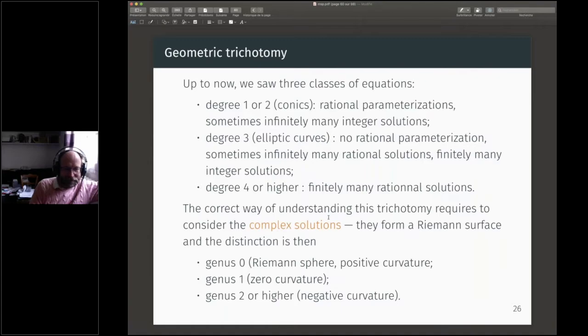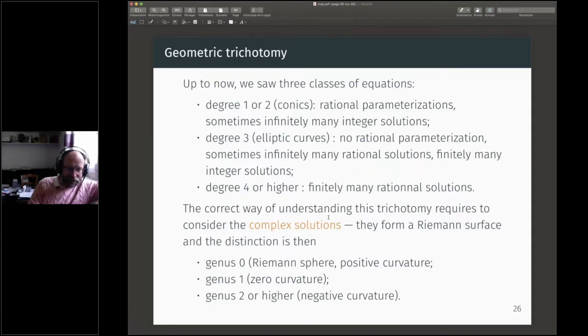The correct way of understanding this is really to put geometry and to consider complex solutions. So now those complex solutions will form a surface, because I have two complex numbers. So it's something like a space of dimension 4. And I add one complex equation, and a complex equation gives two relations, one for the real part and one for the imaginary part. So I will obtain something which is like a surface. And Riemann in the 19th century invented the notion of genus of a Riemann surface.